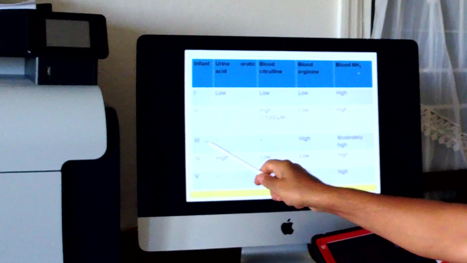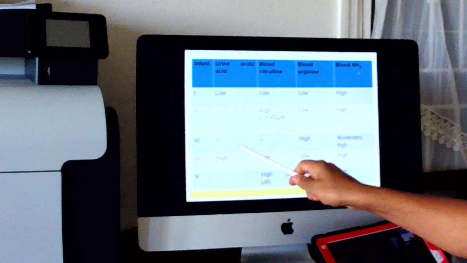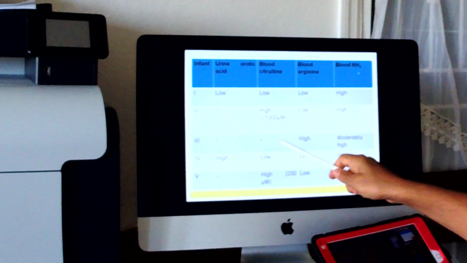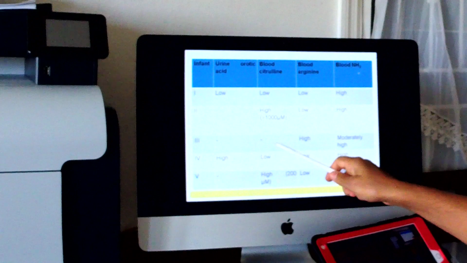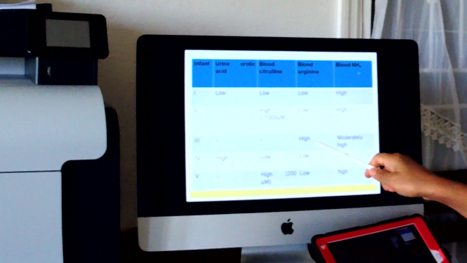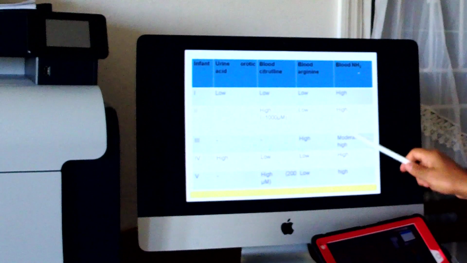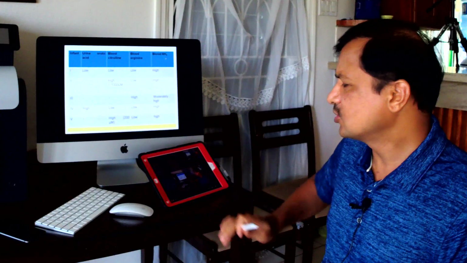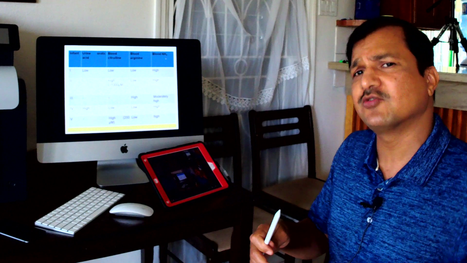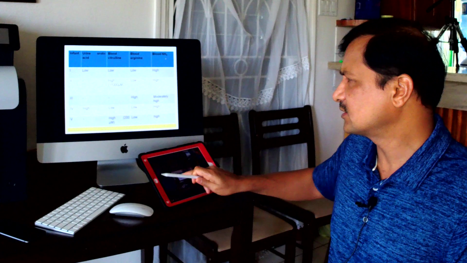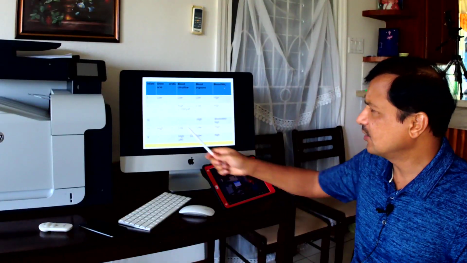Now let's move on to the third infant. Orotic acid is not given, so consider it normal, and blood citrulline is normal, but the blood arginine level is too high, and the blood ammonia level is moderately high. When there is a high arginine level, that means arginine is not being converted to urea by the arginase enzyme. So it is a hyperargininemia condition because of deficiency of arginase enzyme. That's for the third infant.